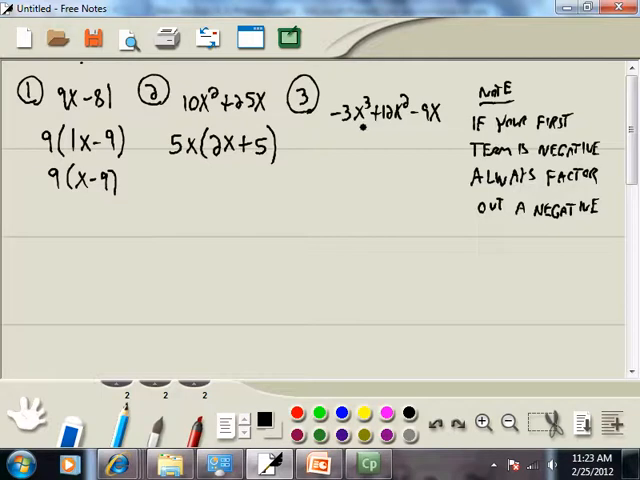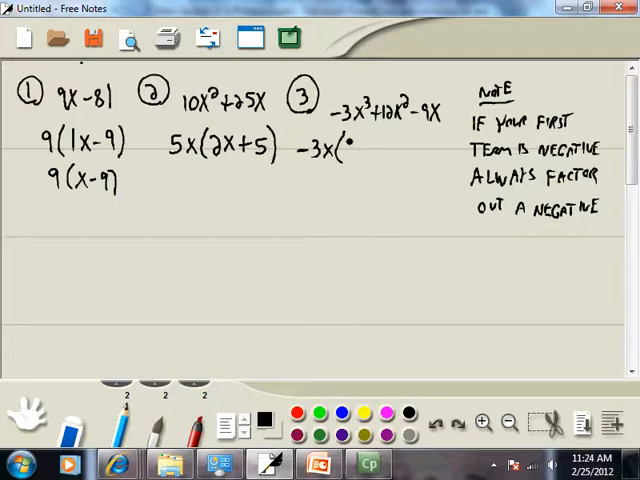So on this problem, I noticed right away that my first term is negative, so I know a negative is going to come out. I got 3, 12, and 9. They're all divisible by 3, so 3 is going to come out. Again, I'm looking for the largest number that divides into all of them. And here I have 3 x's, here I have 2 x's, and here I have 1 x. So I'll bring out a single x.